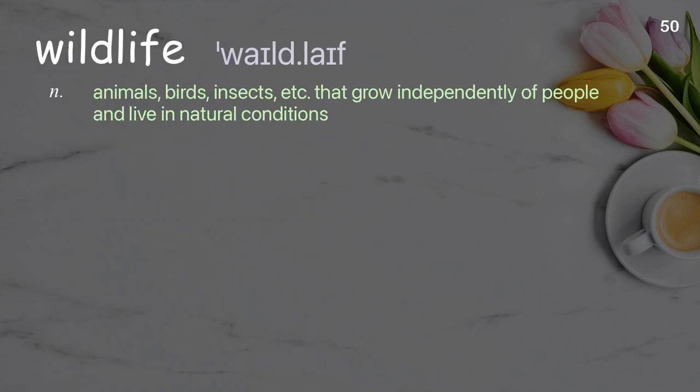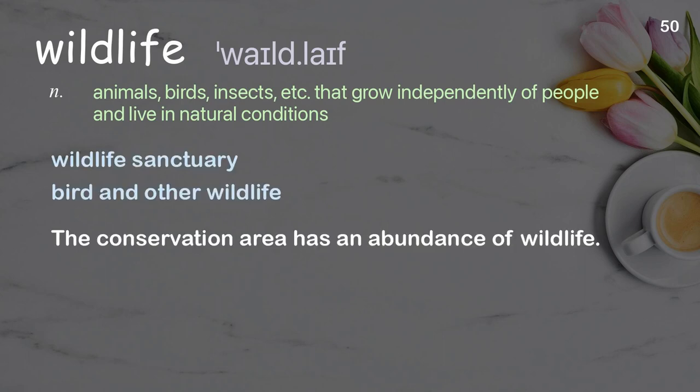Wildlife. Animals, birds, insects, etc. that grow independently of people and live in natural conditions. Examples. Wildlife sanctuary. Bird and other wildlife. The conservation area has an abundance of wildlife.